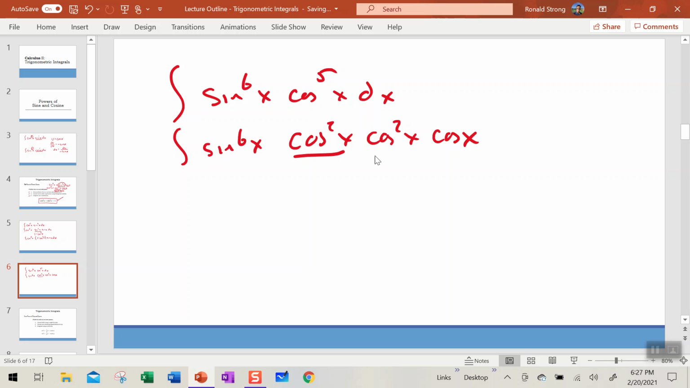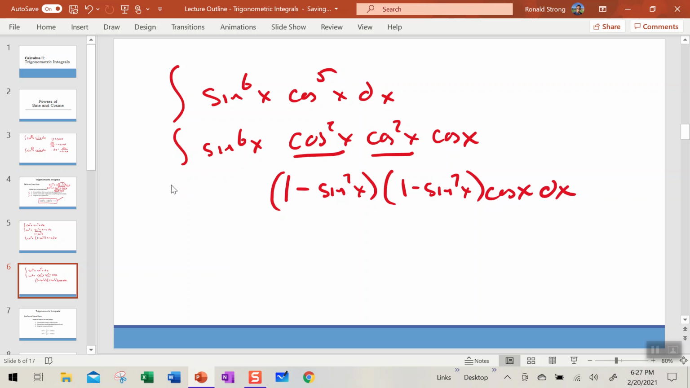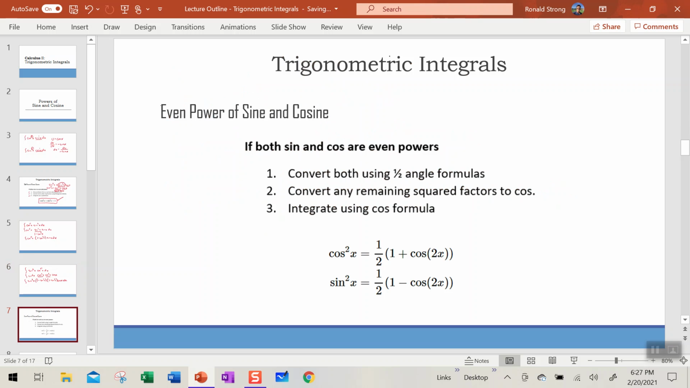And then this and this will be converted into sines using the Pythagorean identity: 1 minus sine squared x, 1 minus sine squared x, and then we have the cosine x dx, and over here we would have the integral of the sine to the sixth x. Then we're going to do a little bit of algebra magic, and then we are going to do some u substitution. All right, next. What happens with sine and cosine if they're both even powers?